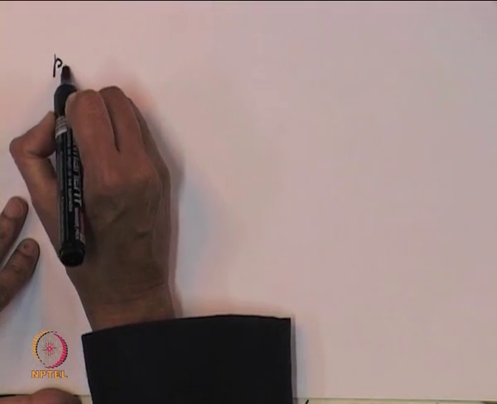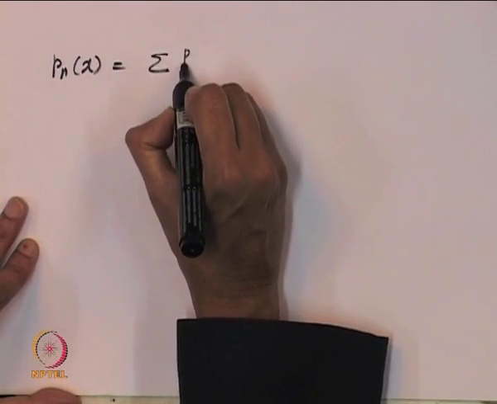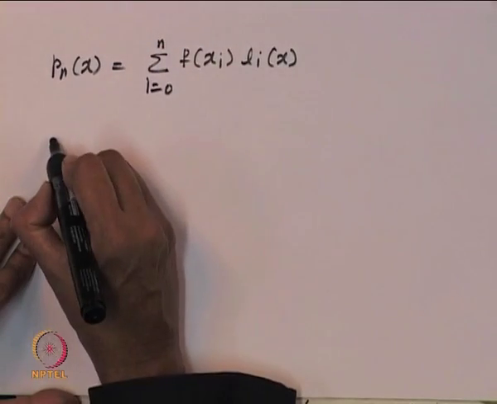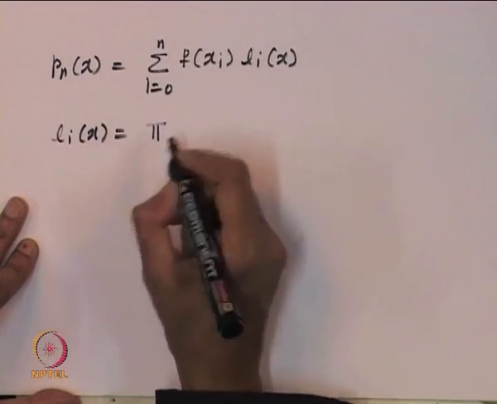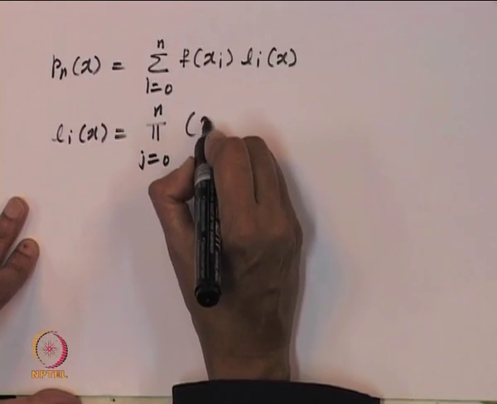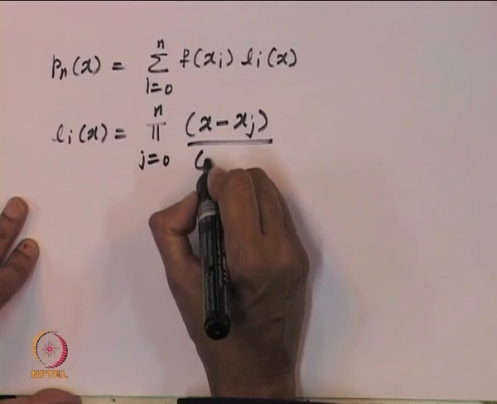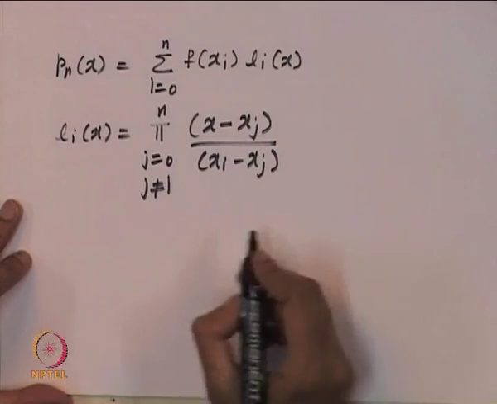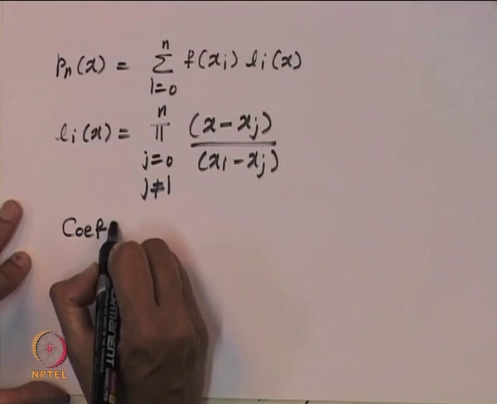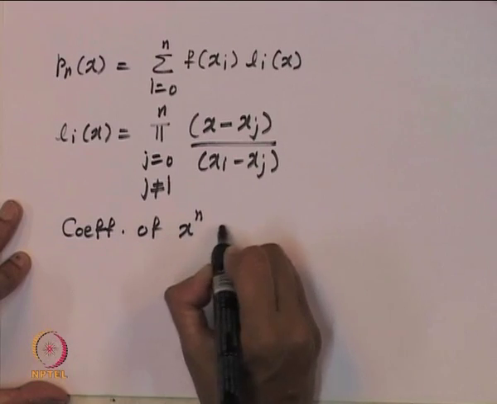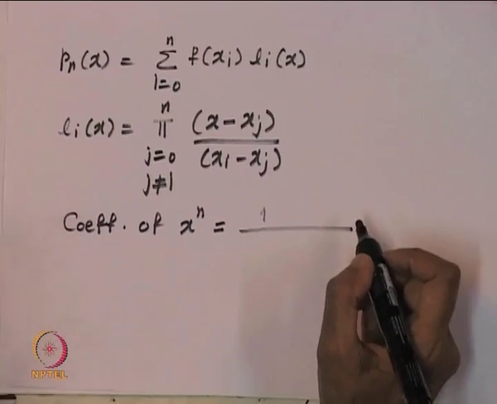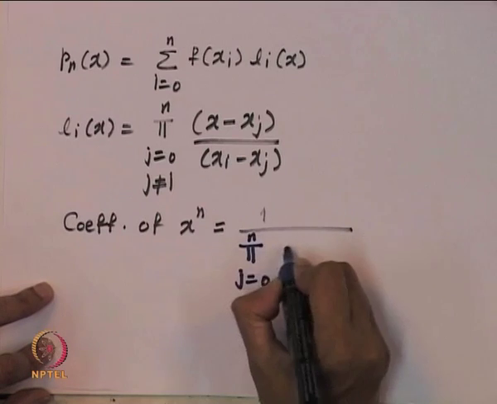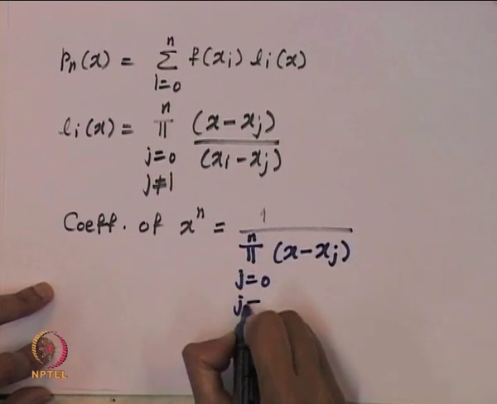So we have p_n(x) equal to the summation of f(x_i) L_i(x), i going from 0 to n, where L_i(x) is the product over j going from 0 to n, j not equal to i, of (x − x_j) divided by (x_i − x_j). So this is our L_i(x). Now, in L_i(x), the coefficient of x^n is going to be equal to 1 upon the product of the denominator, so 1 upon the product over j going from 0 to n, j not equal to i, of (x_i − x_j).